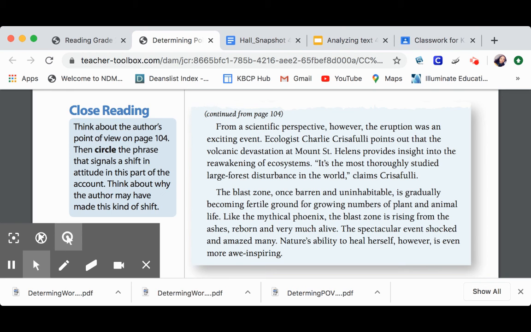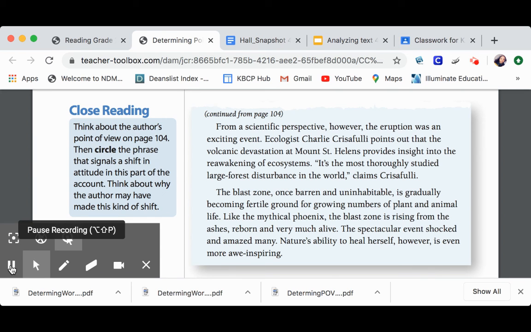So as we read, the reason I want you to pay attention to your close read is because it helps us to identify and also remember the important details in the passage. And the hint that they give us helps us to connect the author's purpose to the change in the point of view. Okay, so as you are reading, I want you to look at different phrases that signal a shift in the attitude.